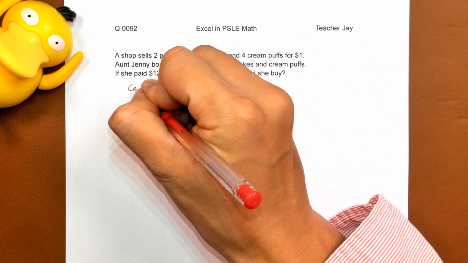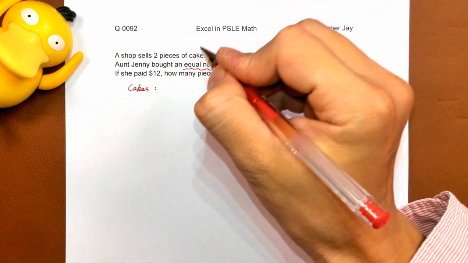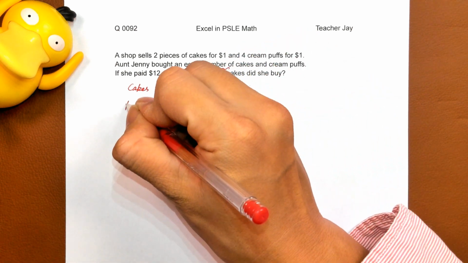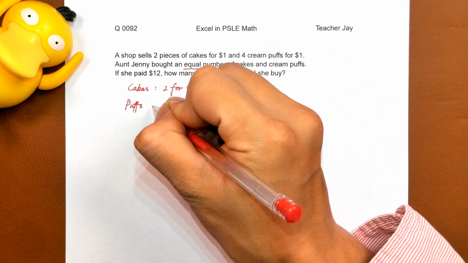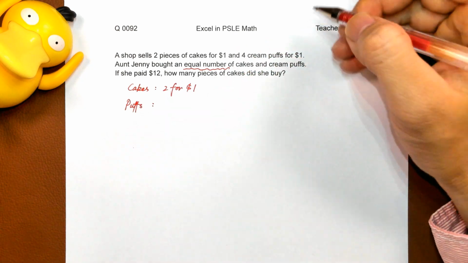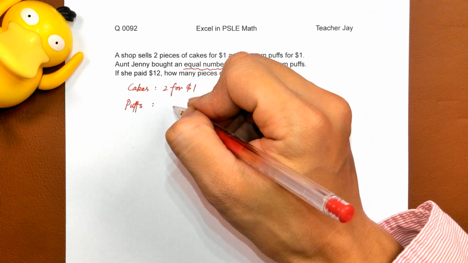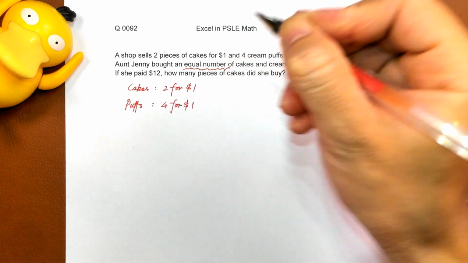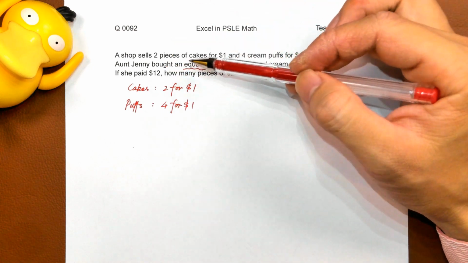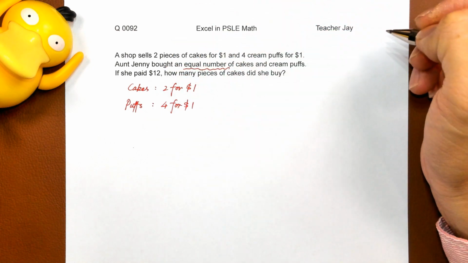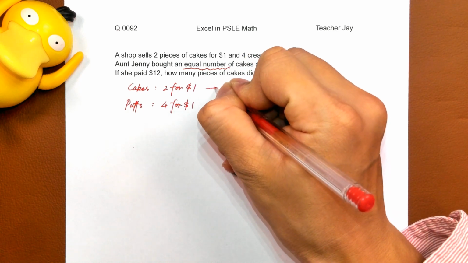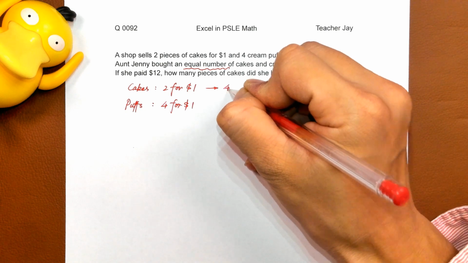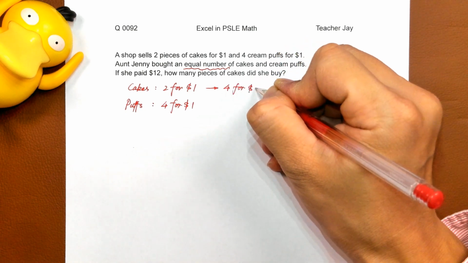So 我们来看 cakes 是怎么卖的, cakes 2 for $1. And for puffs 我就把它缩写了啊，不要写的 cream puffs 啊, puffs for short, 4 for $1. But since Aunt Jenny bought equal number of cakes and puffs, so we enlarge 2 for $1 for cakes to 4 for $2.